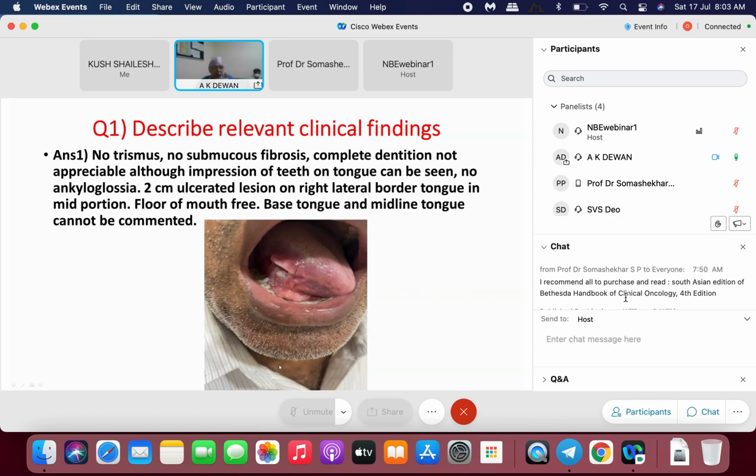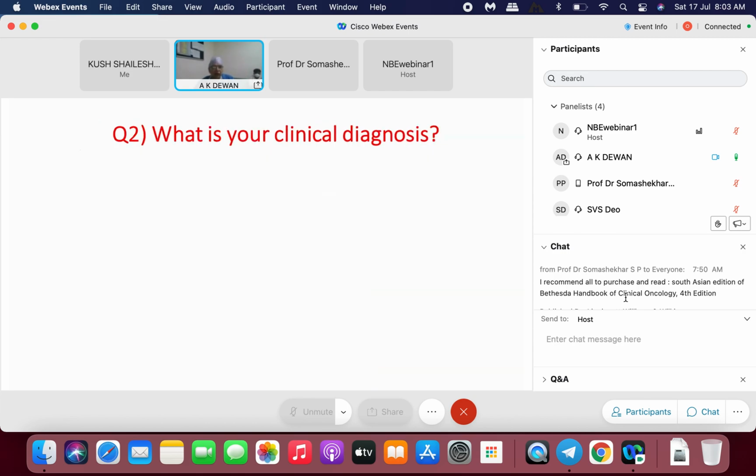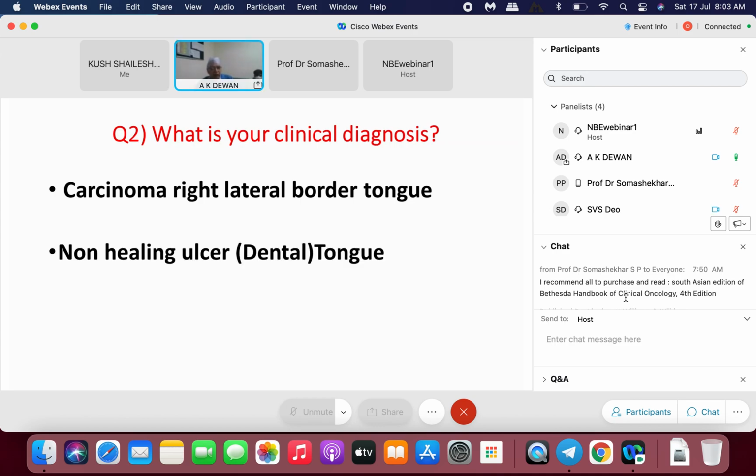If the local examiner from the examination center shows you this picture, he'll then ask, what is your clinical diagnosis? Your answer should be most probable diagnosis is carcinoma right lateral border tongue, a non-healing ulcer, dental ulcer of tongue. Dental impression. You can see the dental impression along the lateral ridge.